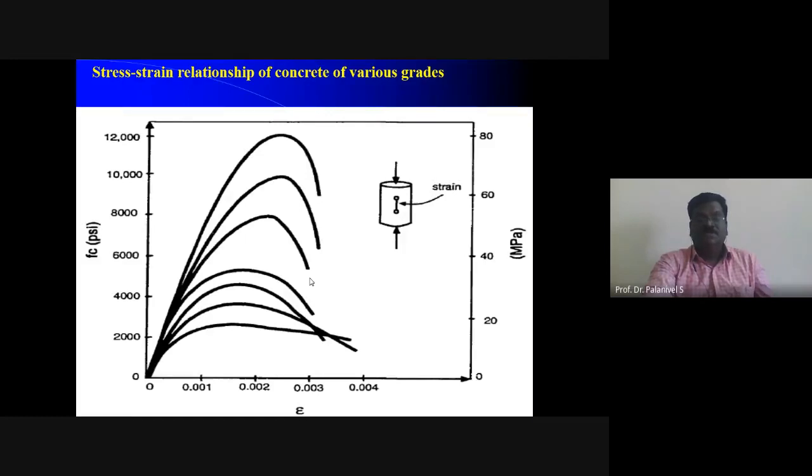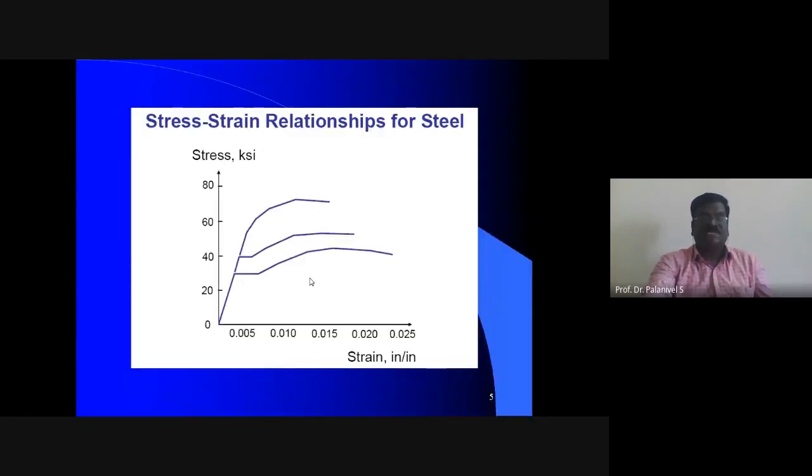Next one. See here. Stress-strain relationship for steel. This is the stress-strain curve for steel. Steel can undergo strain up to, not even 0.2, it fails at 0.2. It is drawn for a simple thing. Then it's not necessary for you.